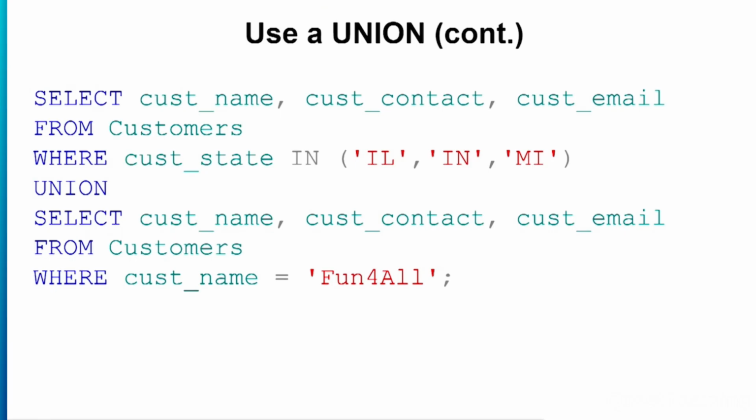So let's look at the code once again. Multiple select statements and union to join them. And you can have as many as you need. Union then separates each one, and as long as the column names match, it doesn't matter what order they're in, it doesn't matter what table they're in, you will get a combined result set.